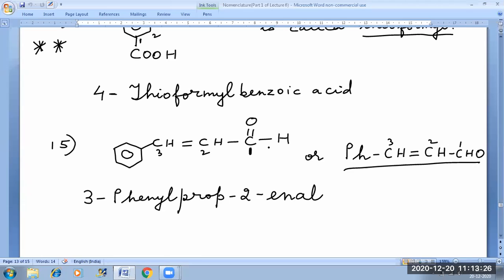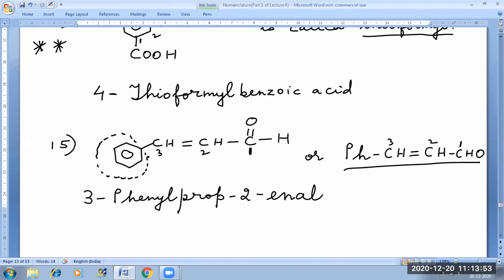So here the principal functional group is aldehyde, it is CHO, and hence I start numbering from the carbon of CHO. That is 1, 1, 2, 3. So the side chain is the main chain for me here because the side chain contains the principal functional group. And hence the benzene ring will be treated as a substituent. So the name will be 3-phenyl because at the third position I have this entire thing as a substituent.